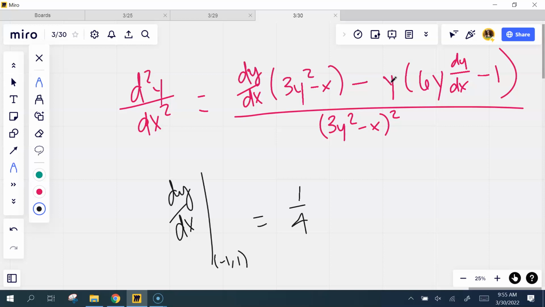That just made my life a little bit easier because I just have to plug that in there, right? For every dy dx, I can just plug in 1/4.